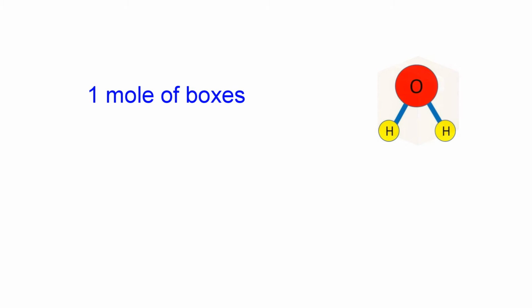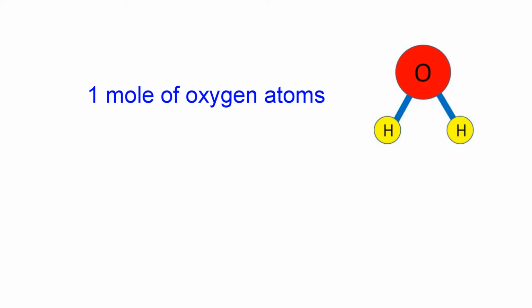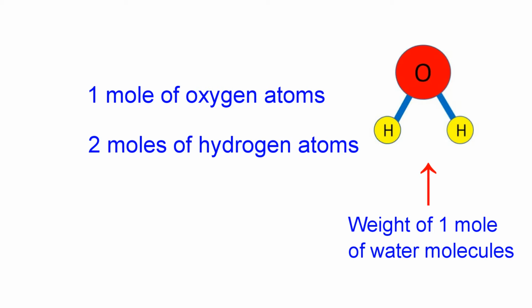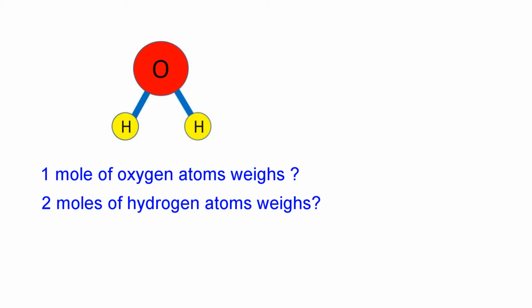Now let's lay all of this out on the screen. We have 1 mole of boxes, which means we have 1 mole of water molecules. And if we have 1 mole of water molecules, we now know that we also have 1 mole of oxygen atoms and 2 moles of hydrogen atoms. Therefore, if we knew the weight of 1 mole of oxygen atoms and added it to the weight of 2 moles of hydrogen atoms, it would equal the weight of 1 mole of water molecules. But how would we ever determine the weight of 1 mole of oxygen atoms?